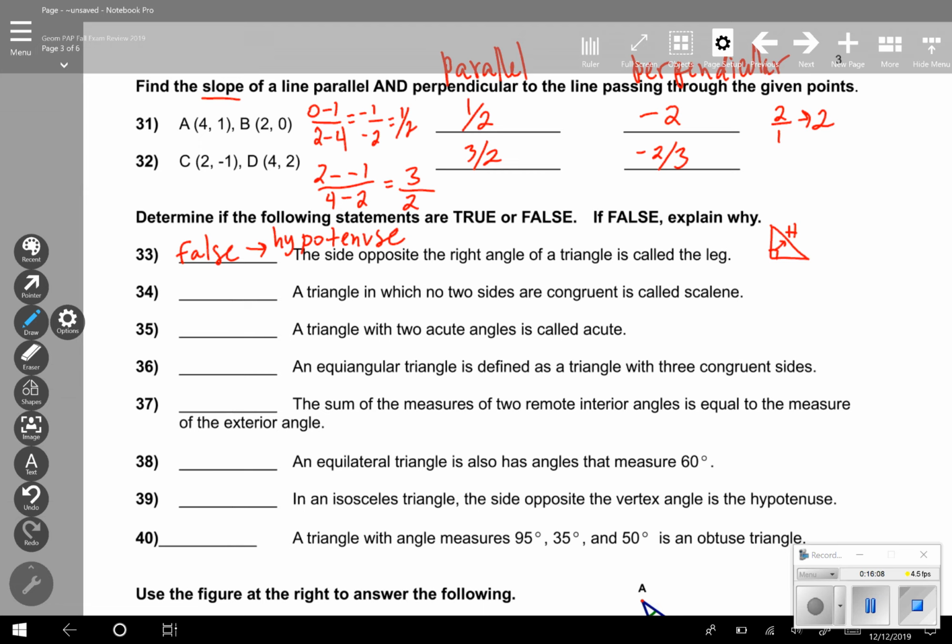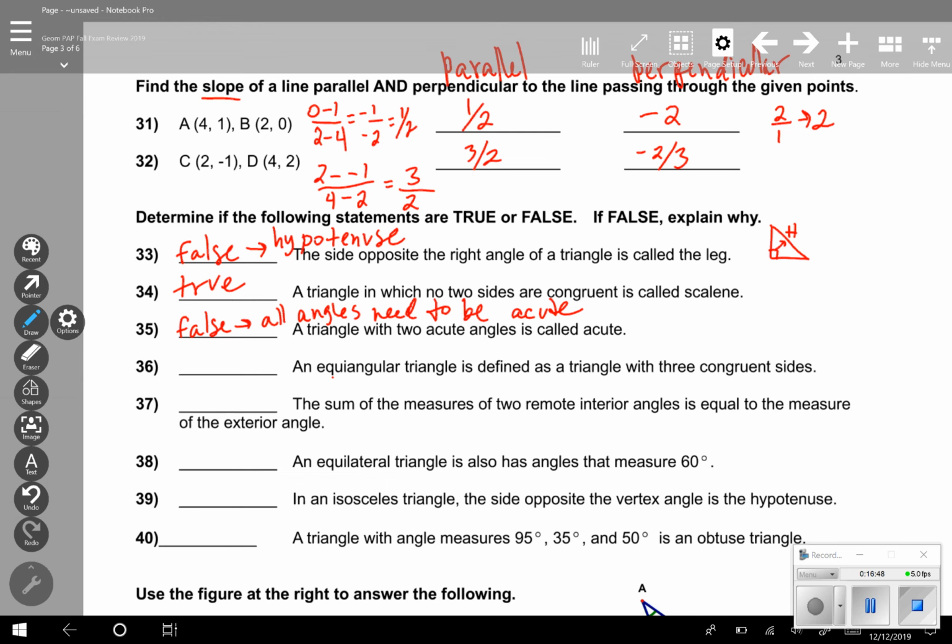A triangle in which no two sides are congruent is called scalene. This is true. A triangle with two acute angles is called acute. That's false. Actually, all angles have to be acute if it's going to be called acute. Because remember, you can have an obtuse triangle where you have one obtuse angle, or you can have a right triangle where you have a right angle.